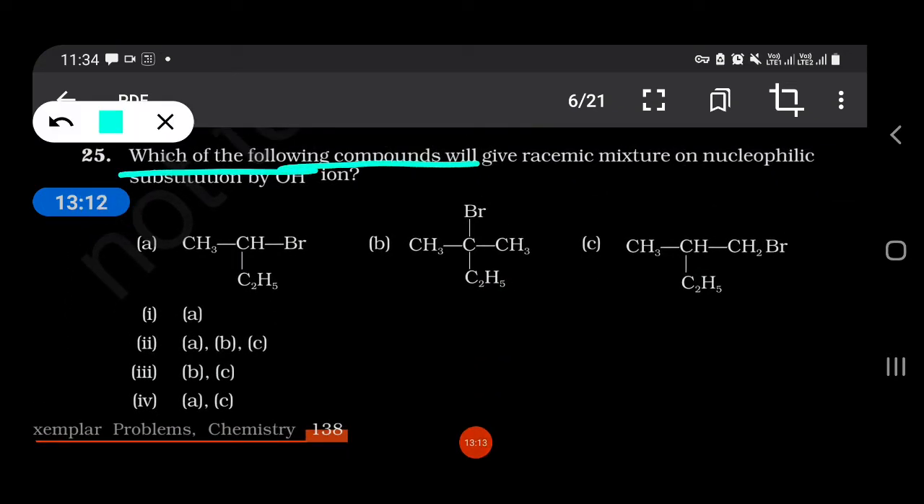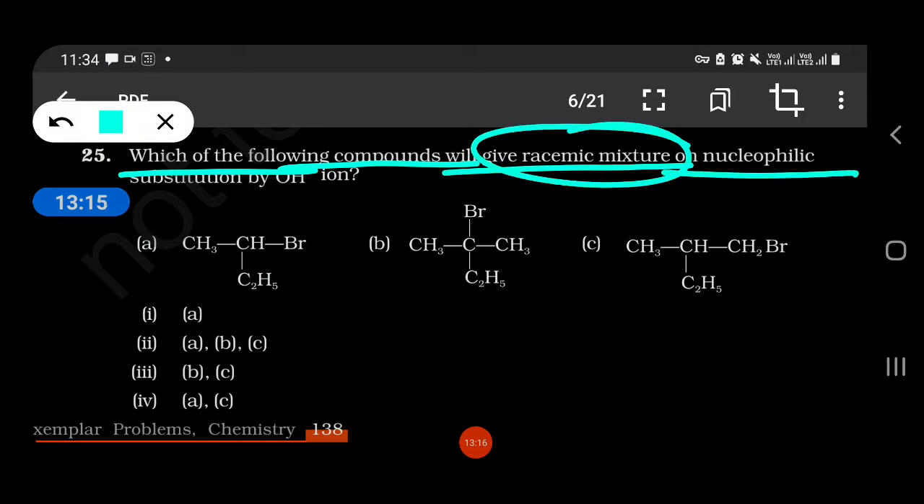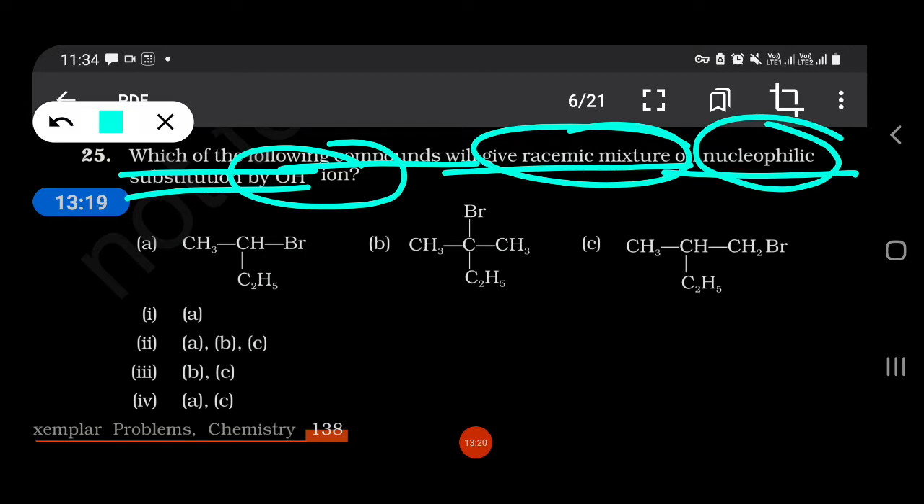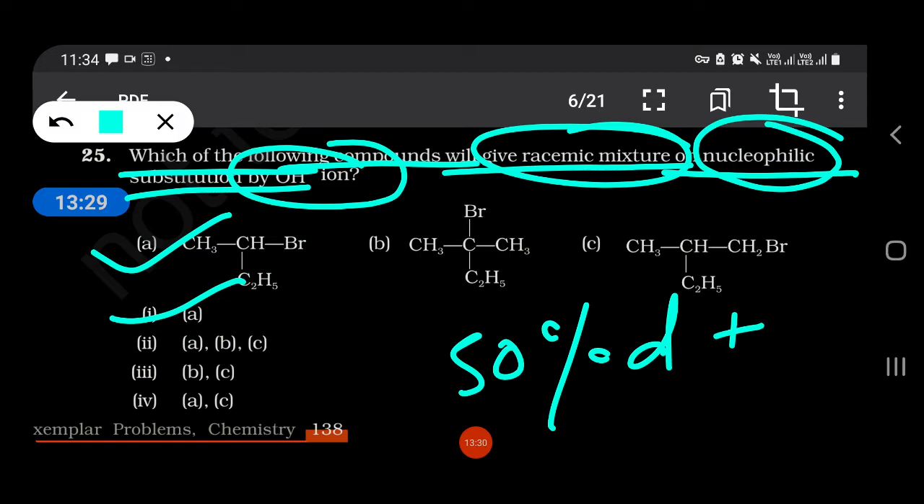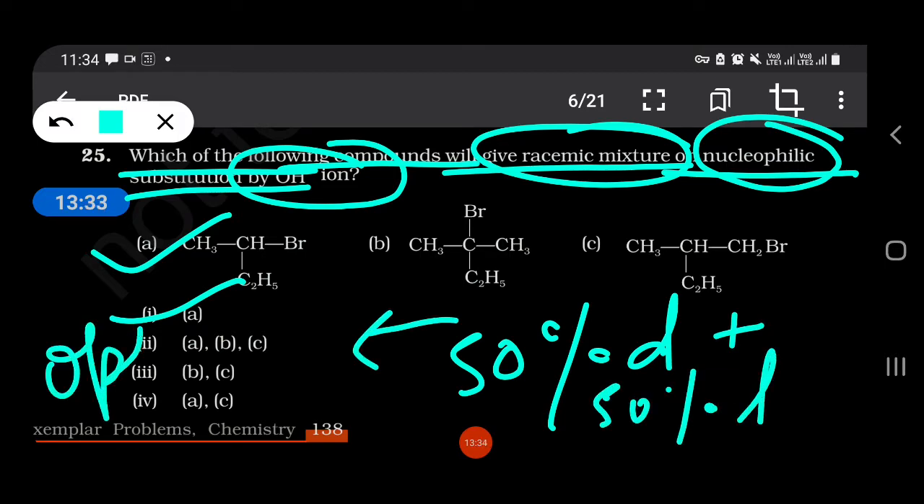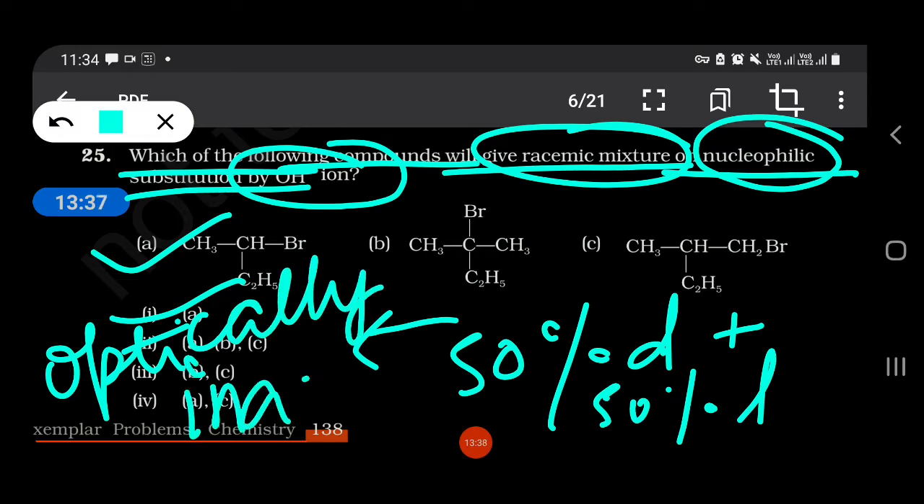Which of the following compounds will give racemic mixture on nucleophilic substitution by OH minus ion or hydroxide ion? So our answer is this, racemic mixture, 50% D plus 50% L, optically inactive. Okay.